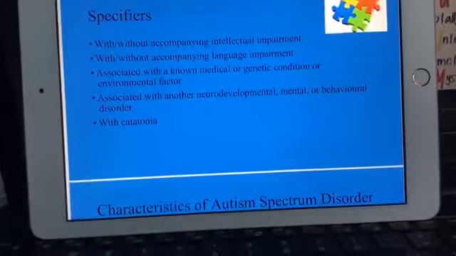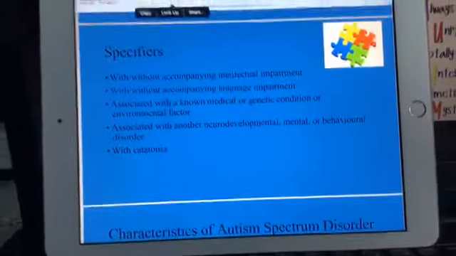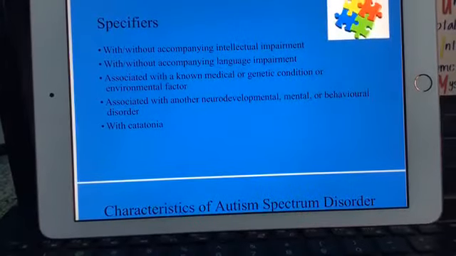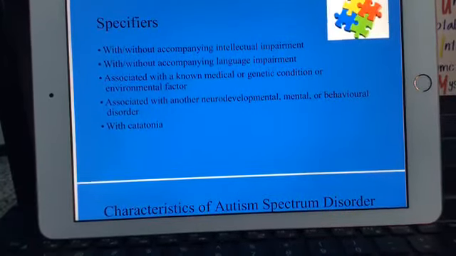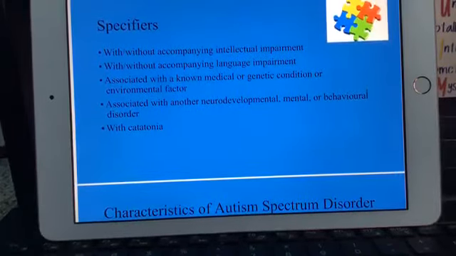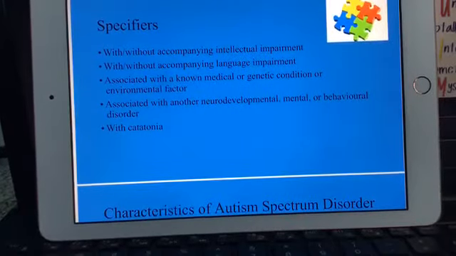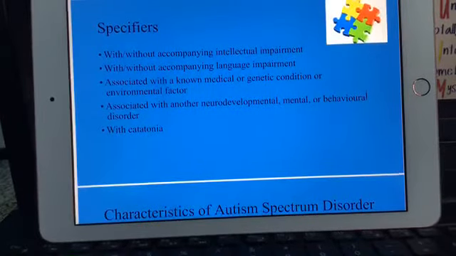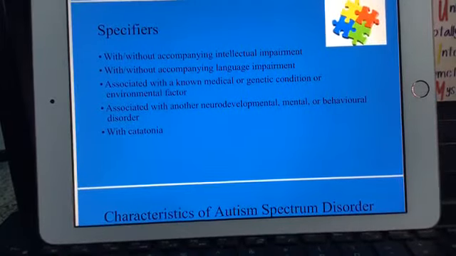A person with autism could also be diagnosed with or without intellectual impairment. They may have difficulty with understanding some level of comprehension. They may have difficulty with language impairment, and it could also be associated with a medical or genetic component, and it could also have a level of catatonia.